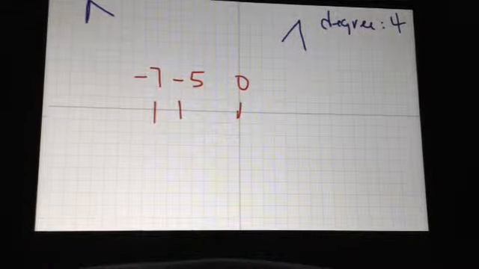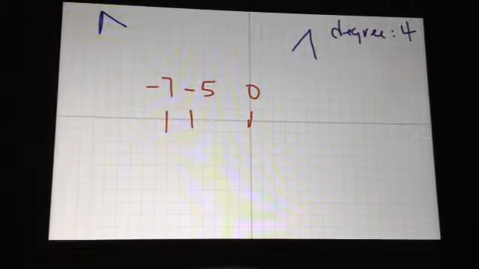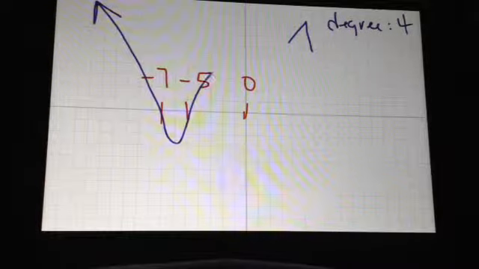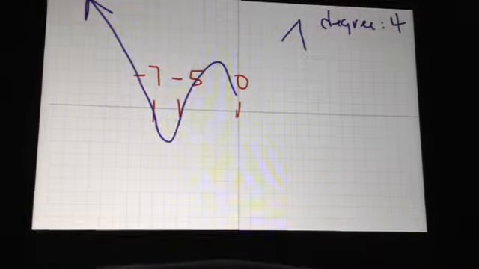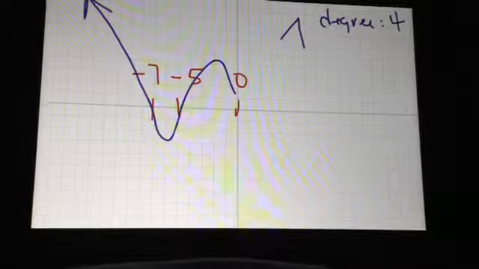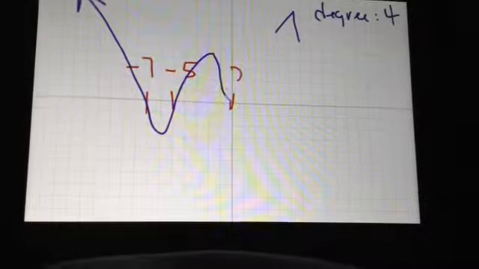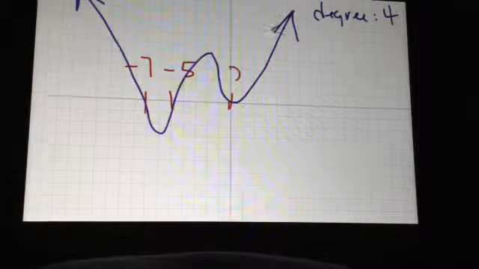Now that we have the arrows, we just go through all the x-intercepts. Go through that one, go through that one, and then, oh, we don't go through that one, do we? What do we do instead? We just back it up, and bounce off and head up.